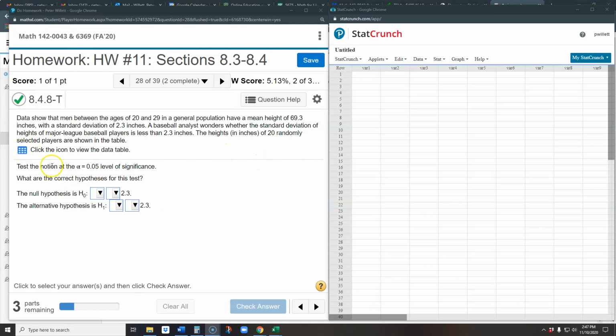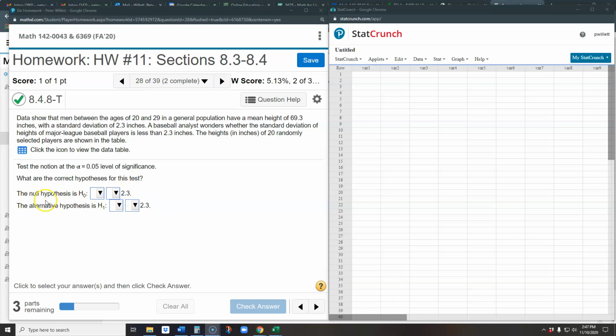So it says to test the notion at the alpha equals 5% level of significance. What are the correct hypotheses for this test? And again, the claim we're looking at is that the standard deviation for the group of Major League Baseball players would be less than 2.3 inches, as opposed to being equivalent to 2.3 inches. So even before we think about using the data from the sample, we can set up our null and alternate hypotheses.